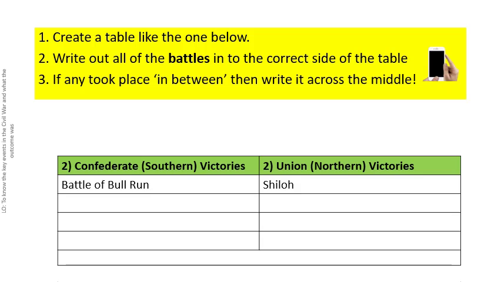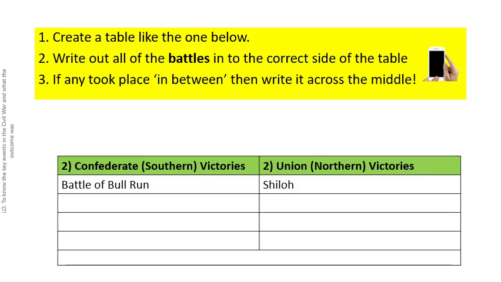Now, if any of them were inconclusive, there was one where there wasn't a winner, all right, then you need to write that across the middle of both because it's not a Confederate victory and it's not a Union victory, but it still needs to be on there and it can go across the middle. Okay, so once you've done that, that's the picture that you need to send me.